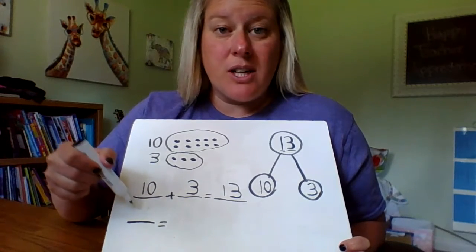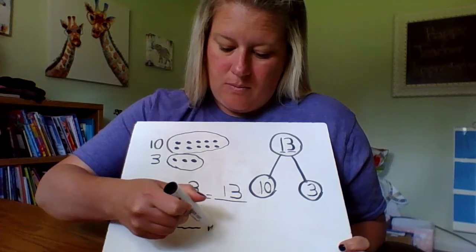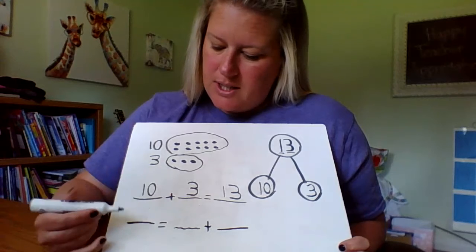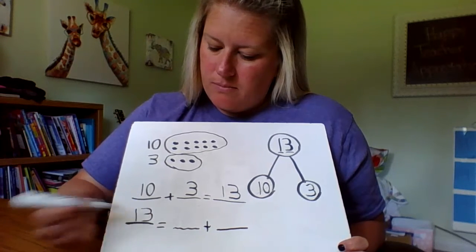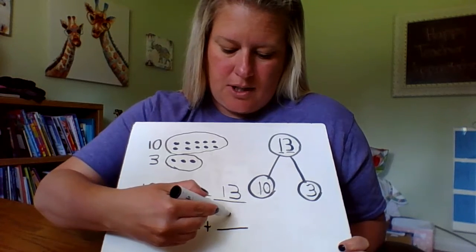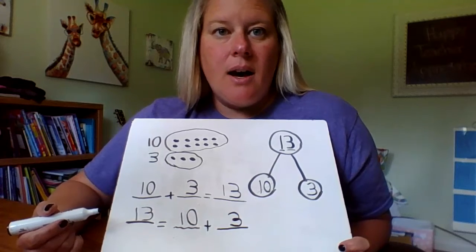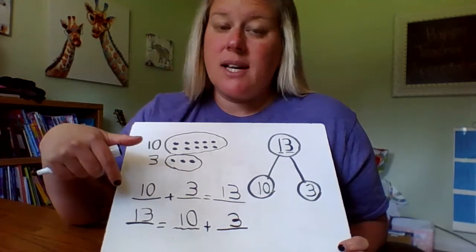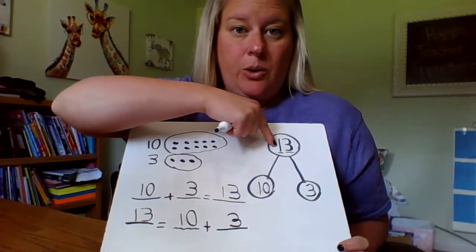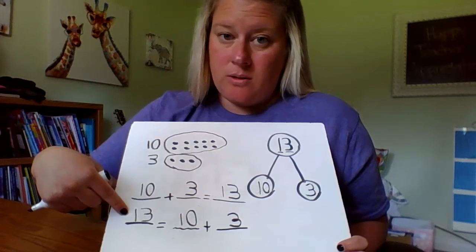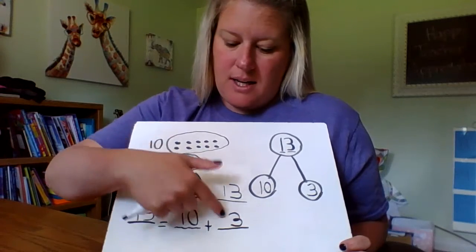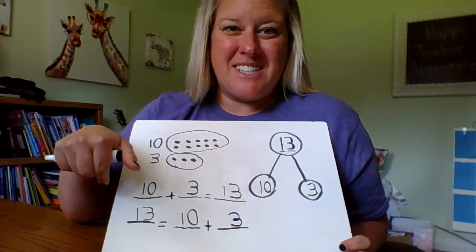Okay, now if I wanted to flip my equation around, watch how I do this. I'm going to put my whole over here this time, and my two parts over here. So 13 is my whole number, and it equals 10 plus 3. Okay, I just moved the number positions. I did not change the numbers themselves. Okay, so 13 was our whole number, whole. 10 and 3 were our parts. Okay, they just flip-flop positions.